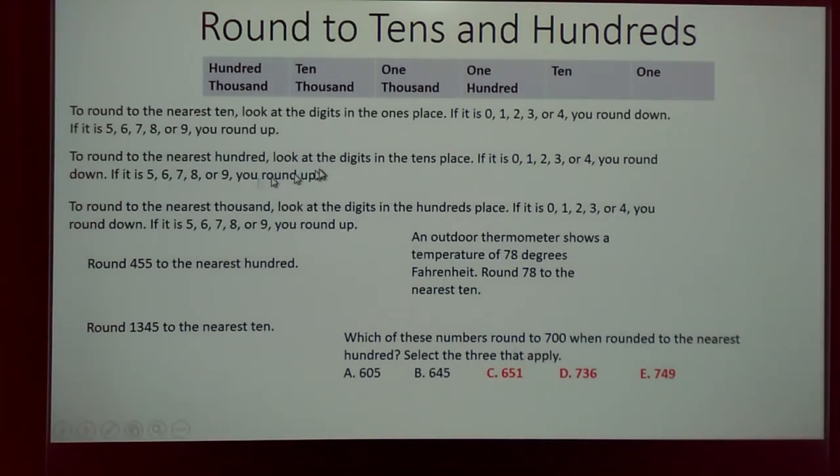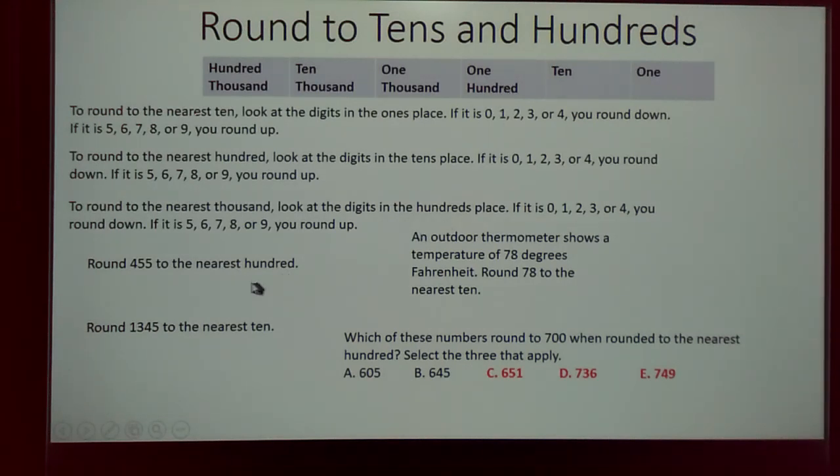To round to the nearest 100, you look at the digit in the 10 spot. This is what we're trying to round, either up or down, and we look in the 10 spot. Same principle, if the 10 is 0 to 4, you round down. If it's 5 to 9, you round up. Now to round to the nearest 1,000, we look at the digit in the hundreds place. So here's what we're trying to round. We need to look at the digit in this column. Same principle, if it's 0 to 4, you round down, 5 to 9, you round up.